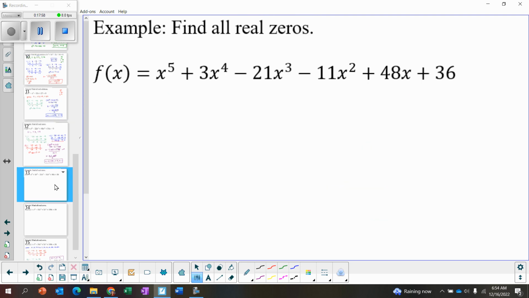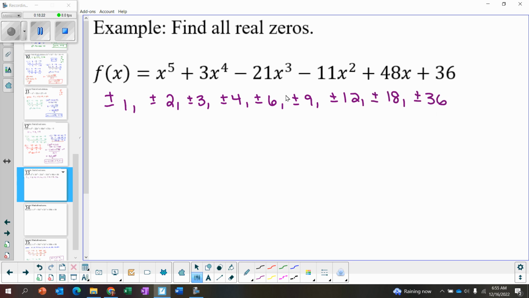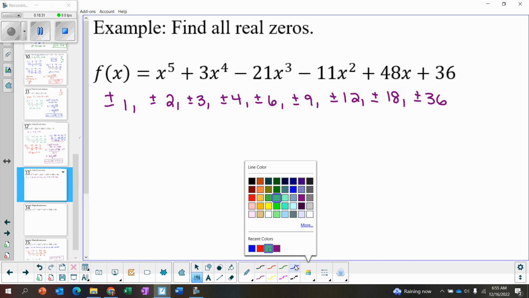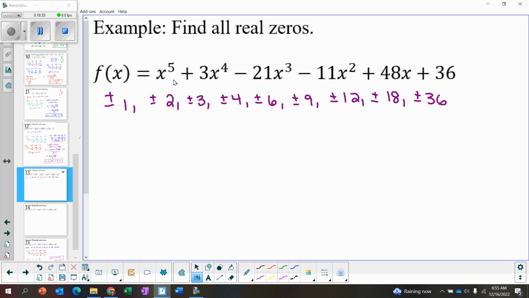All right, then we have a 5th power, which means I'm going to have 5 total answers. So making my list, we're looking at number 36. All right, we will likely never get to these bigger numbers. It's likely going to be more in the beginning. So let's say we start with positive 1. So we're not missing any terms.